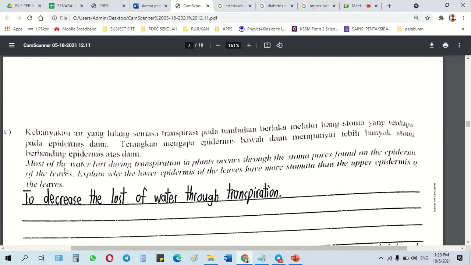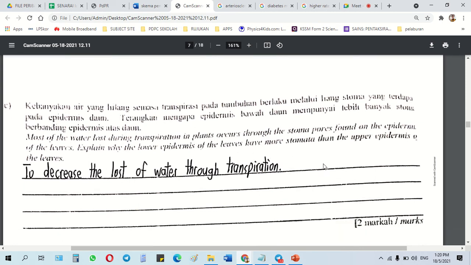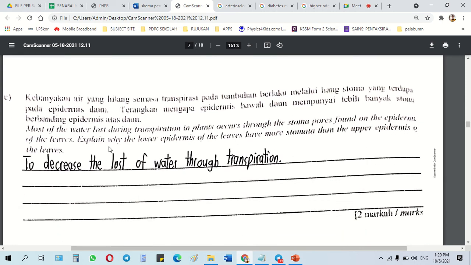Okay, for C. Most of the water lost during transpiration in plants occur through the stoma pores found on the epidermis of the leaf. Explain why the lower epidermis of the leaf have more stomata than the upper epidermis of the leaf. Okay, so that dekat sini pun ada 2 marks. Okay. So ini betul lah. Okay, actually because of to make sure yang dia tadi to decrease the loss of water through transpiration. Okay, that's why dekat bahagian bawah lagi banyak lah compare dekat atas.